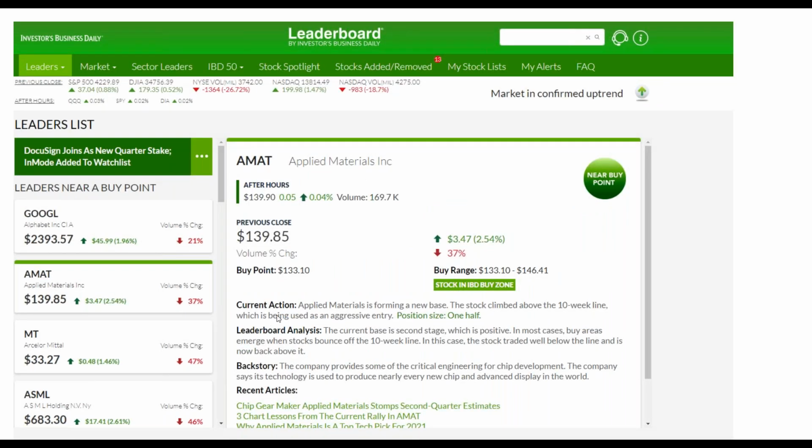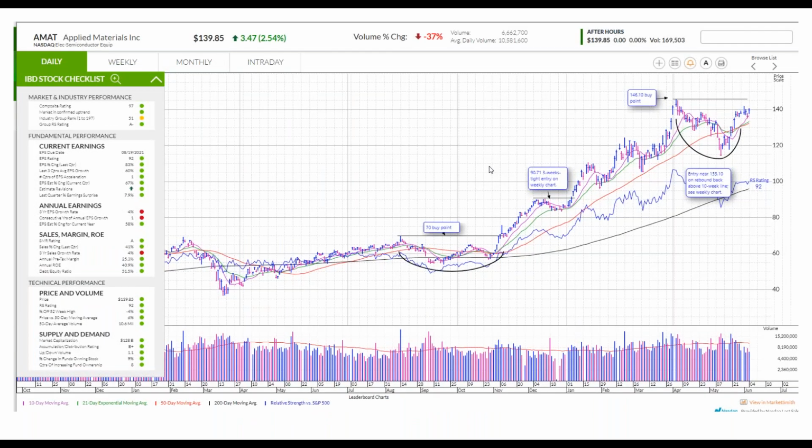And then here is an example. So AMAT is a leading stock right now. So they're telling you it's still in a buy zone, giving you the analysis. You can click on this top left and get a little summary of the market action. They're telling you market's in confirmed uptrend. So they just switched. They just went back to that yesterday, actually. So that's very current. Here's what the charts look like. You get daily, weekly, monthly, and intraday. These are hand marked up by them.